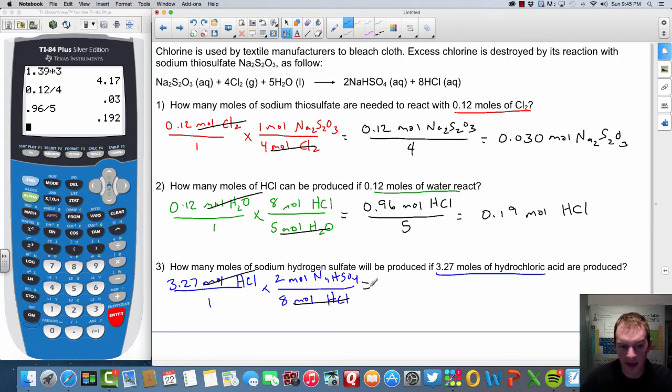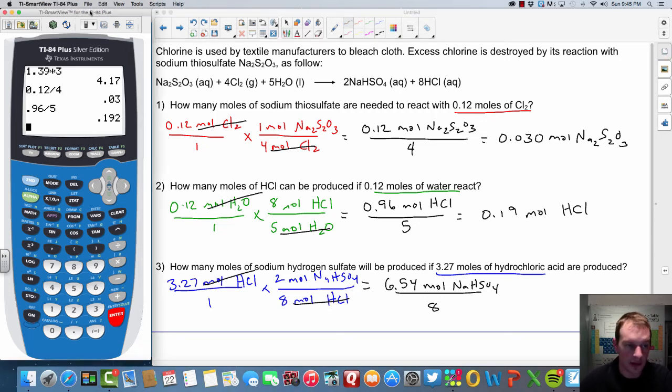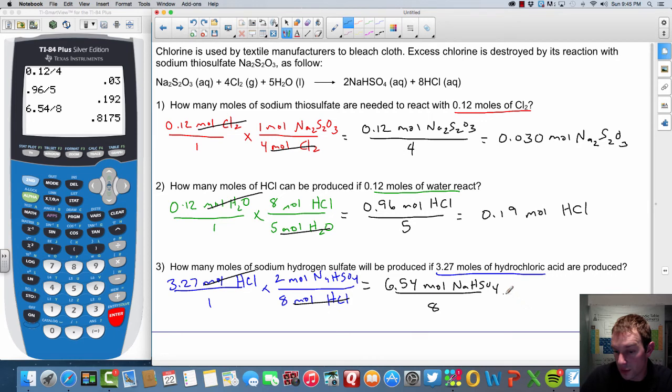When we work our way through that, we can do this and figure it out. It's going to be 6.54. The unit's going to be moles of NaHSO4 divided by 8. And 6.54 because 3.27 times 2 is 6.54. And then we can come over to our calculator and we can say 6.54 divided by 8 is going to equal 0.8175. We'll maintain 3 significant figures, which is going to equal 0.818 moles of NaHSO4. So essentially what we've done here is we've maintained our cheeseburger recipe.